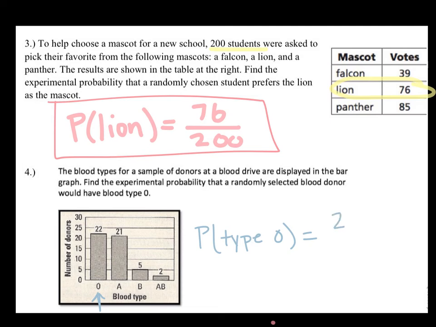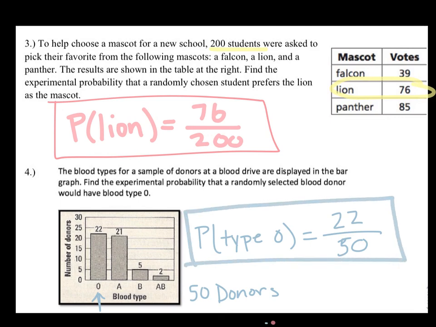So we've got 22 out of, and now we would have to count up the total number. So we've got 22 plus 21, that's 43, plus 5 is 48, plus 2 is 50. So we have 50 donors. So this would be 22 out of 50, 44%, 11 out of 25. Again, I'm not too concerned with which method you guys use to write your probability in or what form you write it in, as long as it's correct.